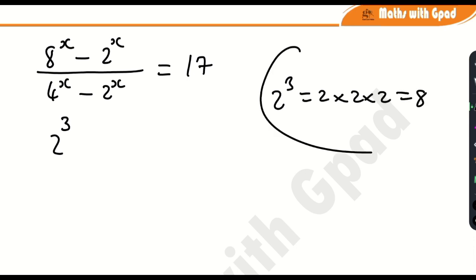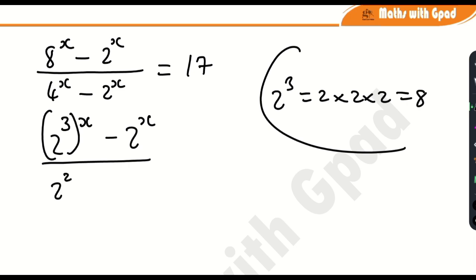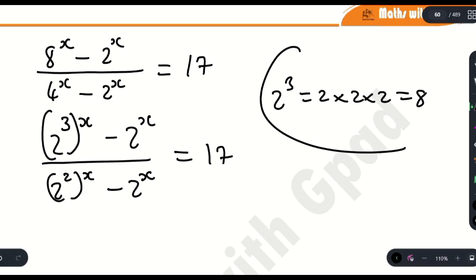8. Okay. Now, remember, I still have an exponent of x. So let's put it here like this. And then minus 2 raised to the power of x, then all divided by what? What about 4 now? I'm going to express 4 as a power of 2. And that will be what? 2 raised to the power of 2. Then with the exponent of x, minus 2 raised to the power of x. All of this is equal to 17.